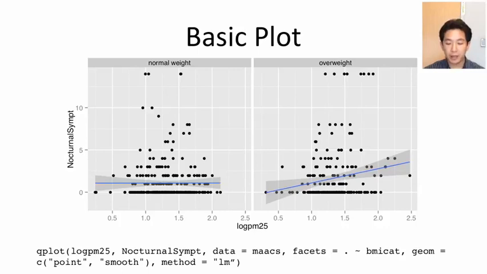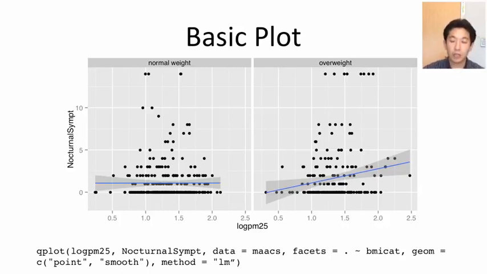And you can see that, roughly speaking, on the left side we have all the normal weight children, and there doesn't seem to be a very strong relationship between log PM2.5 and nocturnal symptoms. On the right side we have the overweight or obese children, and there seems to be an increasing relationship between PM2.5 and symptoms. So there's perhaps some evidence of an interaction between BMI and PM2.5, because the relationship between PM2.5 and symptoms appears to differ by BMI status. Of course, in order to formalize this, you'd probably want to fit some sort of model, do a bit more thorough analysis, and adjust for various things. But we're going to stick here with this plot for the moment.